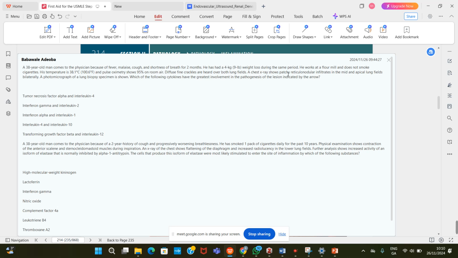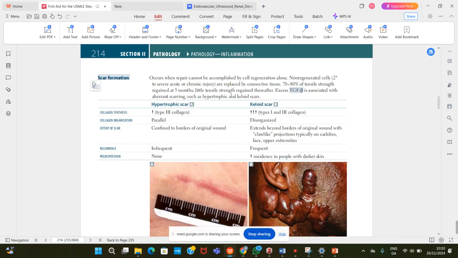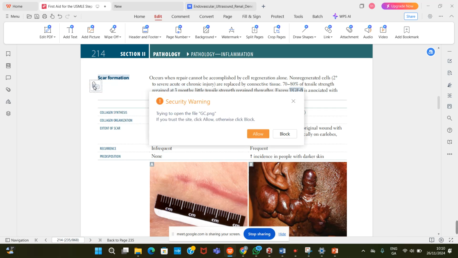Chest X-ray shows patchy reticulonodular infiltrate in the mid and apical lung fields bilaterally. A photomicrograph of the lung biopsy specimen is shown. Which of the following cytokines have the greatest involvement in the pathogenesis of this lesion indicated by the arrow? So I'm going to show us the picture so we can have an idea of what is happening.